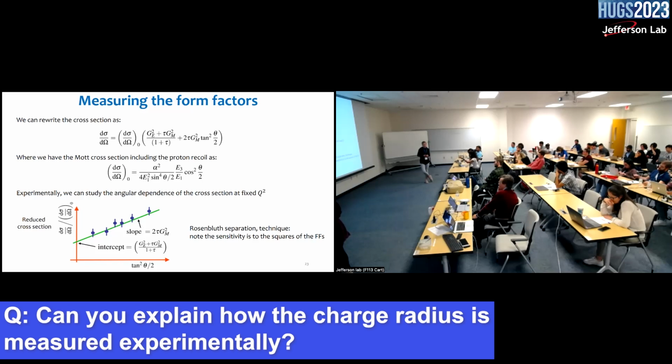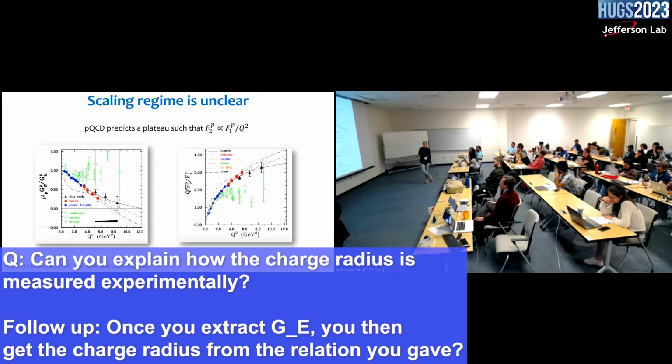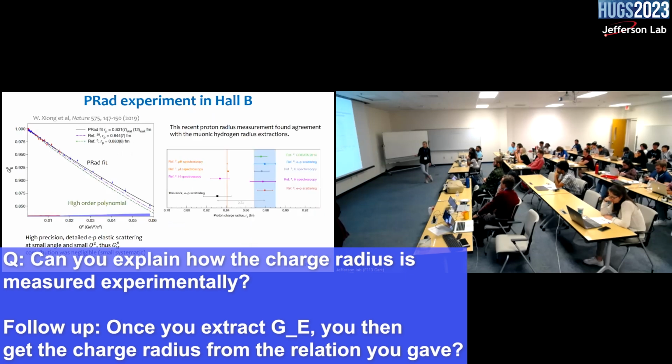If you extract GE and then relate it to the formula to get the radius, they use this expansion, right? They're trying to get the slope as q squared goes to 0. You can almost give this plot to anybody and say, fit this data and tell me what you get as the slope goes to 0. And then you have to make some educated ideas about how you do the approximation and the fitting.